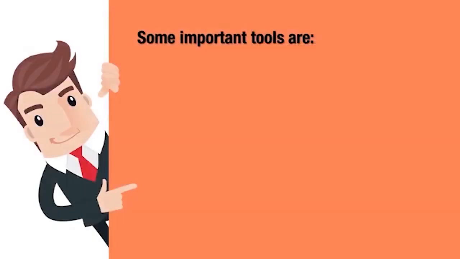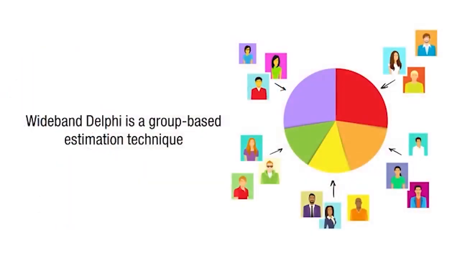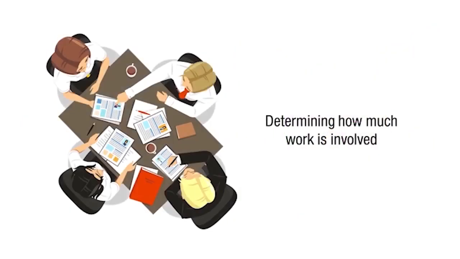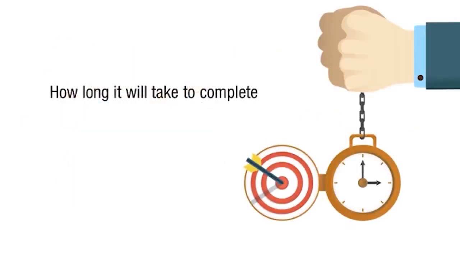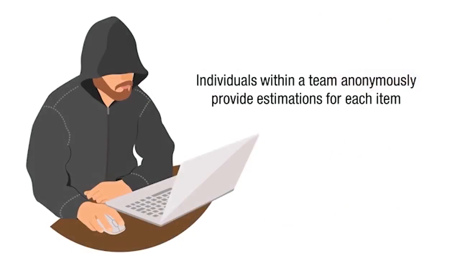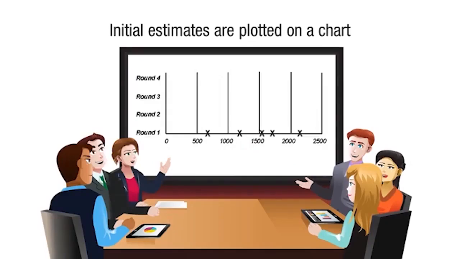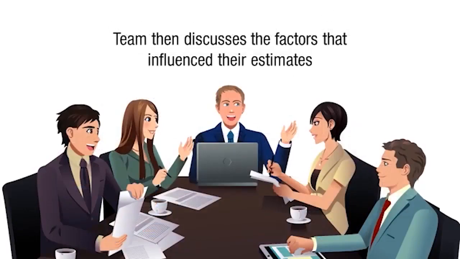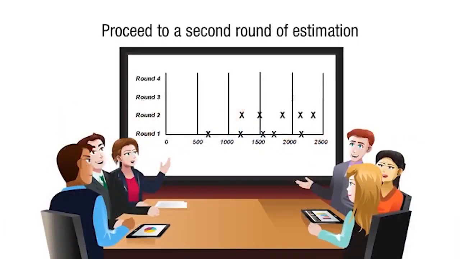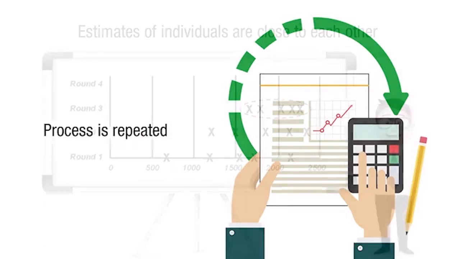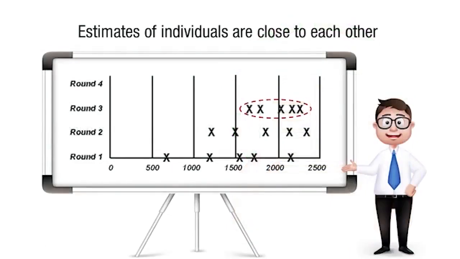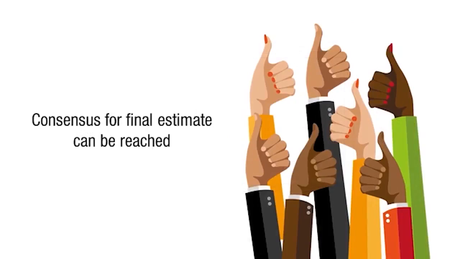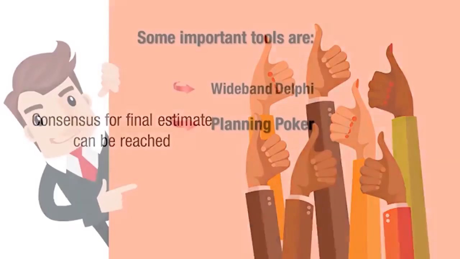Some important tools are: let's begin with Wideband Delphi. Wideband Delphi is a group-based estimation technique for determining how much work is involved and how long it will take to complete. Individuals within a team anonymously provide estimations for each item, and the initial estimates are plotted on a chart. The team then discusses the factors that influence their estimates and proceeds to a second round of estimation. This process is repeated until the estimates of individuals are close to each other and a consensus for the final estimates can be reached.